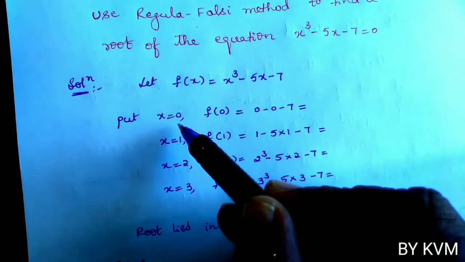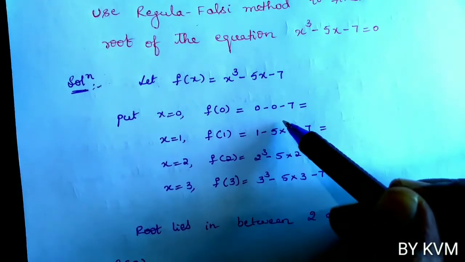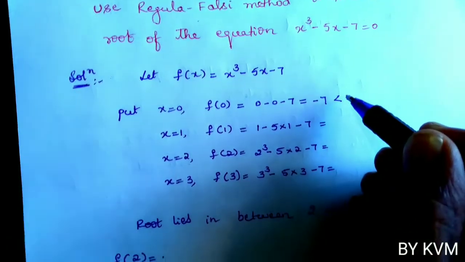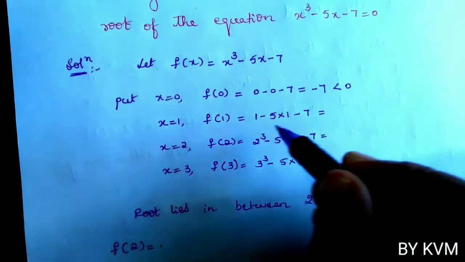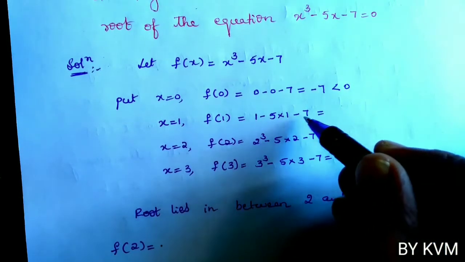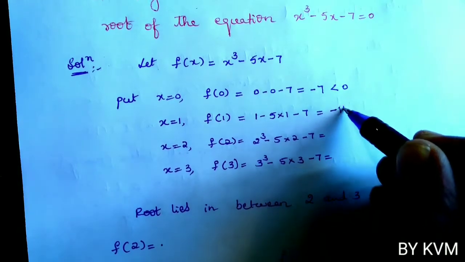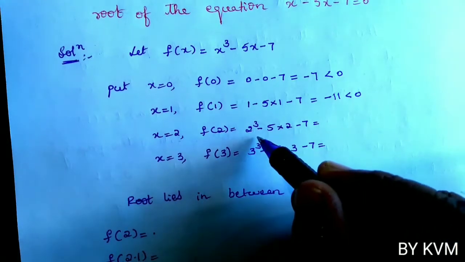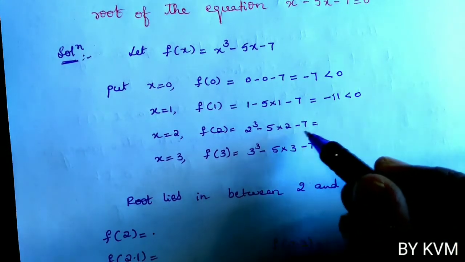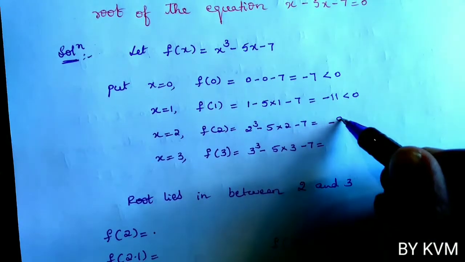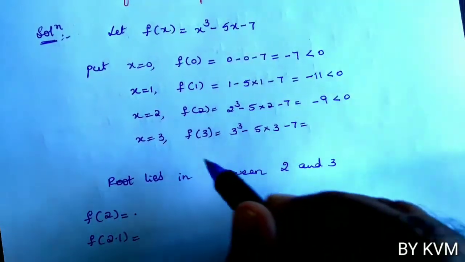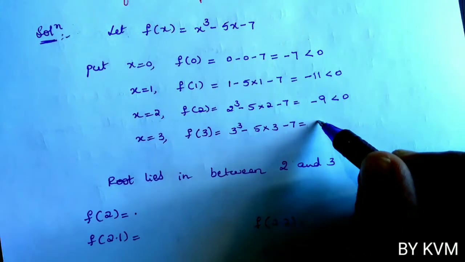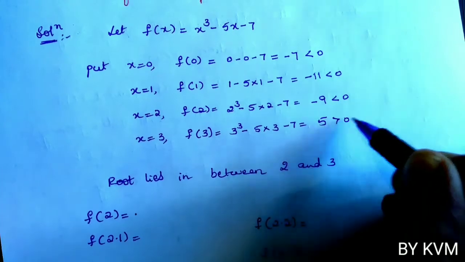First, x = 0: f(0) is 0 - 7, which is -7, less than 0. Then put x = 1: f(1) is 1 - 5(1) - 7, which is -11, less than 0. Then put x = 2: f(2) = 2³ - 5(2) - 7, that is -9, less than 0. Then put x = 3: f(3) is 3³ - 5(3) - 7, that is +5, greater than 0.